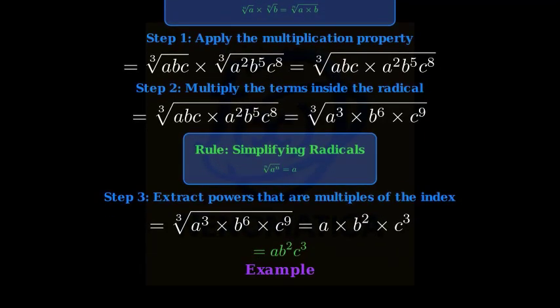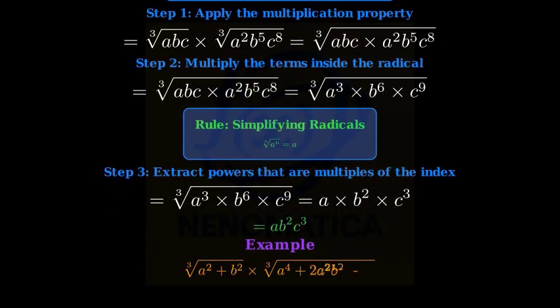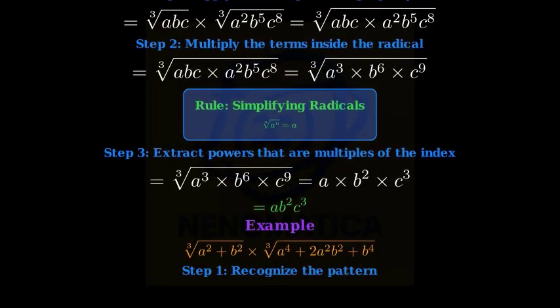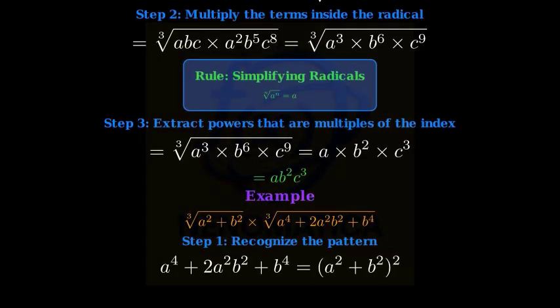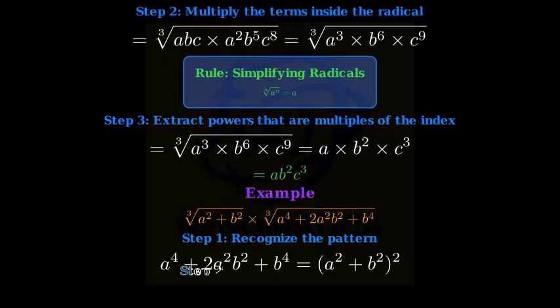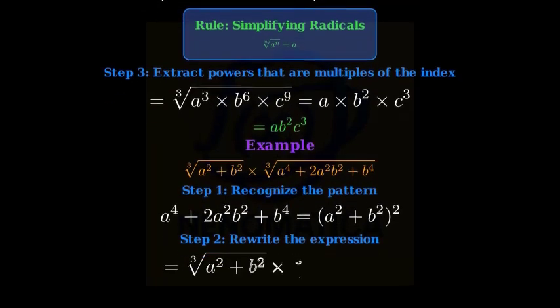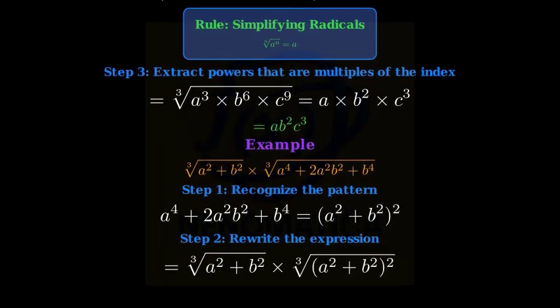Let's look at another example. Here, we need to find the product of cube root of a squared plus b squared times cube root of a to the fourth power plus 2 a squared b squared plus b to the fourth power. First, let's observe the expression carefully. We can recognize that a to the fourth power plus 2 a squared b squared plus b to the fourth power can be written as a squared plus b squared, squared. Now, let's rewrite the original expression using this pattern. We have cube root of a squared plus b squared times cube root of a squared plus b squared, squared.